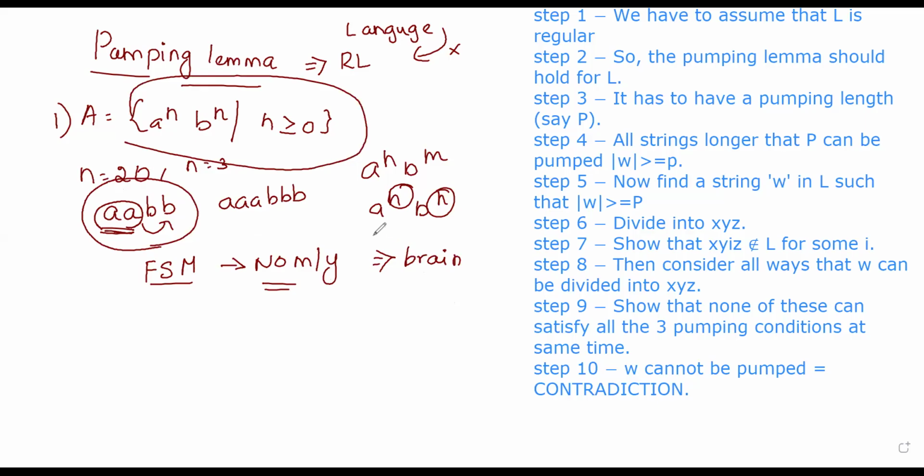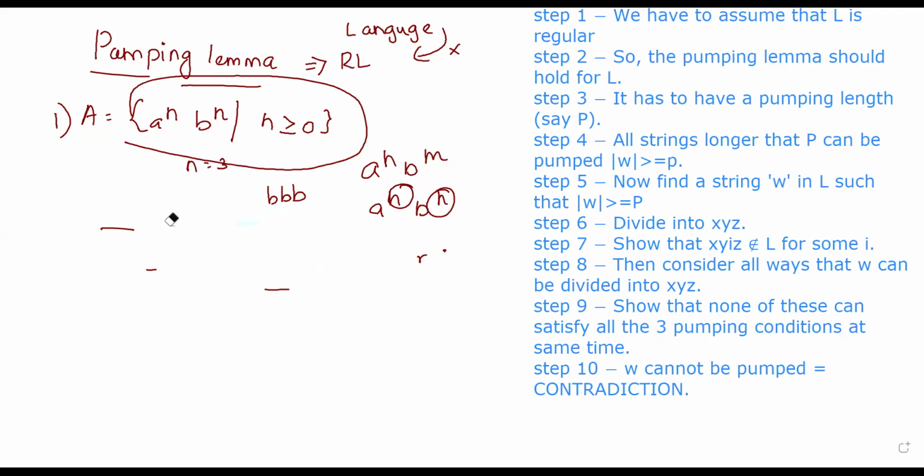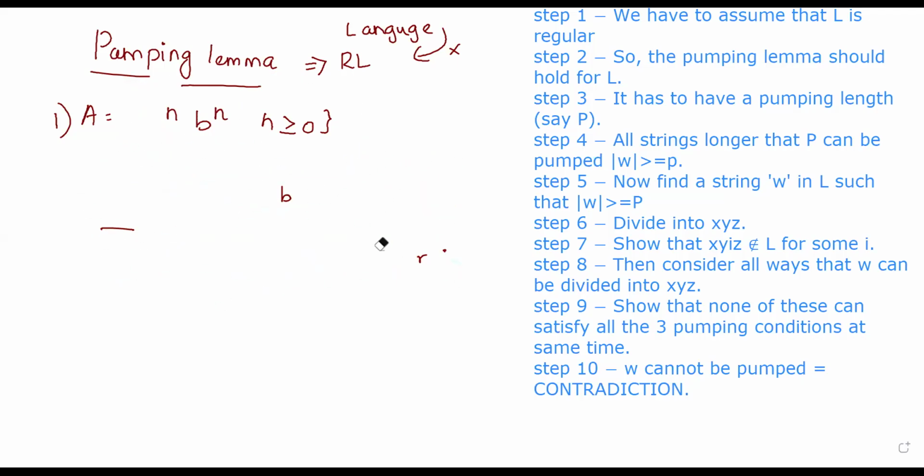But we have to prove it by using the pumping lemma. We know by seeing that it needs some storage, so it cannot be accepted by a finite state machine. We can come to a conclusion, but we have to prove it, and for that proof we use the pumping lemma methodology. I'll tell you through steps how to solve this problem. We'll start from step 1.